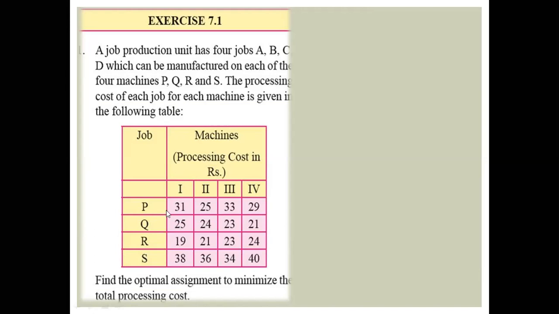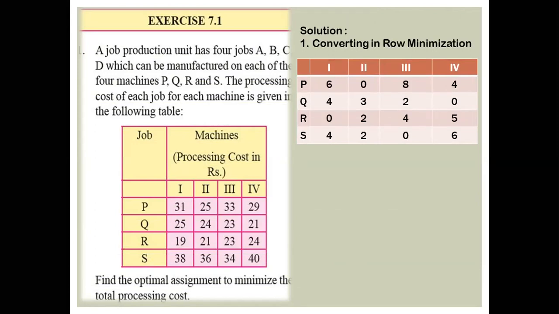Here the minimum number in the first row will be 25. In the second, it will be 21. In the third, it will be 19. And in the fourth, it will be 34. Correct. So this is how my first step will be done. Converting in row minimization, this will be the matrix which you will obtain after subtracting all the minimum elements from their respective rows. Moving on to the second step, that is converting in column minimization.